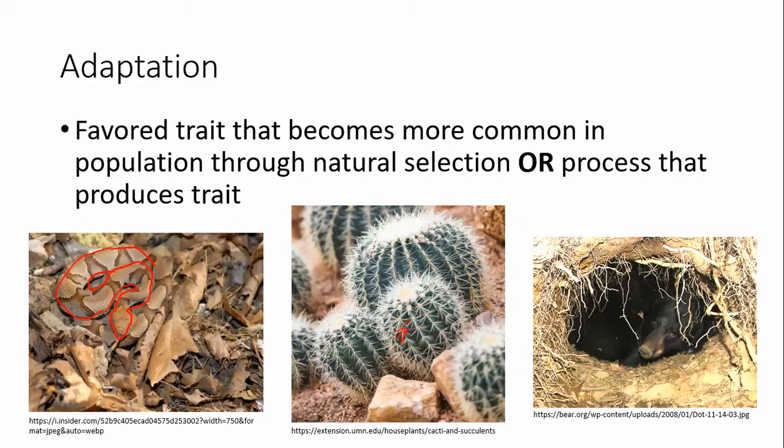And then on the far right, you see here a bear. This is a bear that's hibernating, and that's a behavioral adaptation. Resources are scarce in the winter, so bears that can hibernate and go into this state of reduced energy usage, reduced metabolism during the winter can survive, so that way in the spring they can pass on their genes.